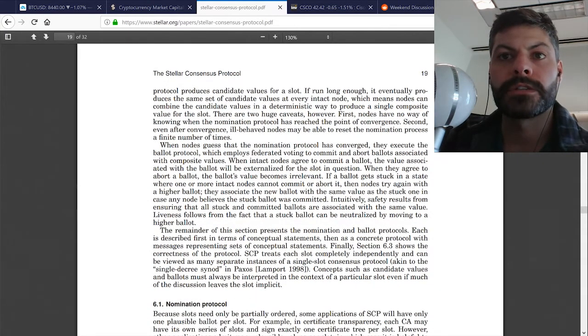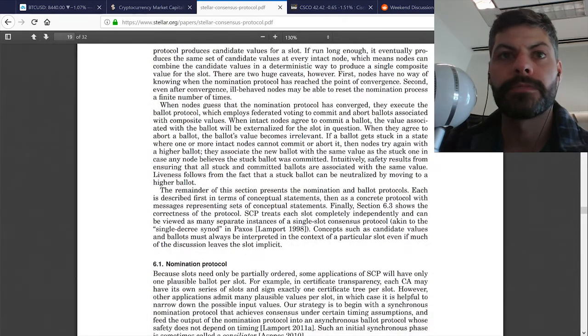The remainder of this section presents the nomination and ballot protocols. Each is described first in terms of conceptual statements, then as a concrete protocol with messages representing sets of conceptual statements. Finally, section 6.3 shows the correctness of the protocol. SCP treats each slot completely independently and can be viewed as many separate instances of a single-slot consensus protocol, akin to the single-decree synod in Paxos. Concepts such as candidate values and ballots must always be interpreted in the context of a particular slot, even if much of the discussion leaves the slot implicit.